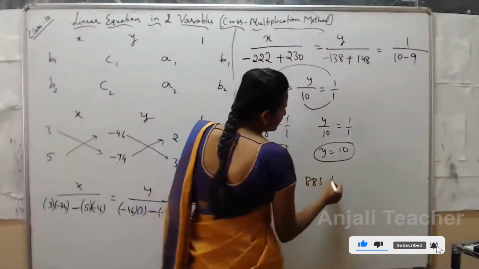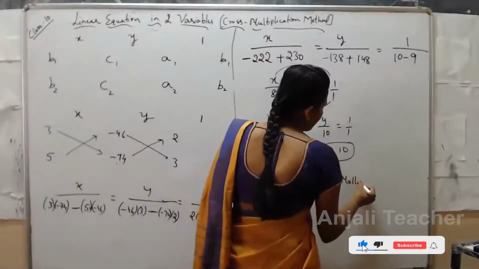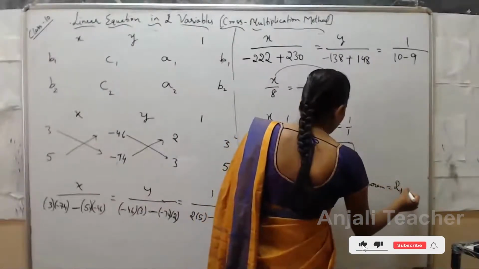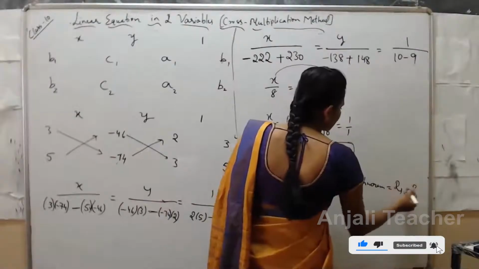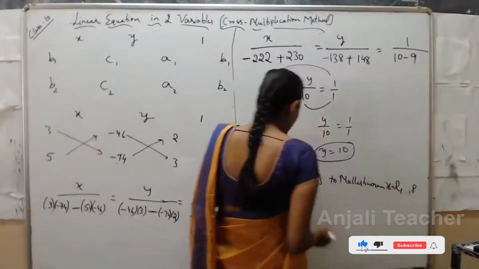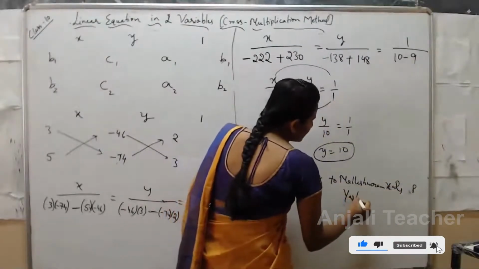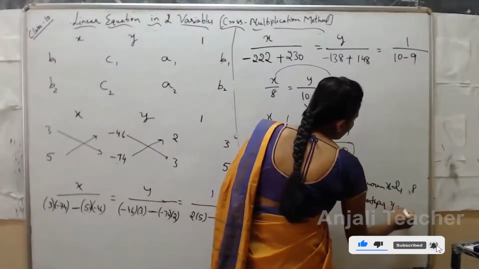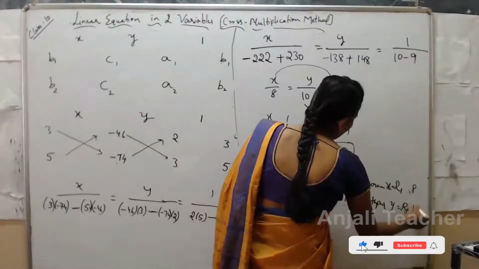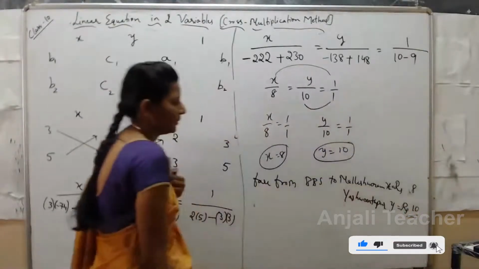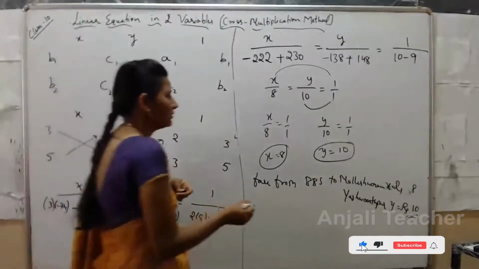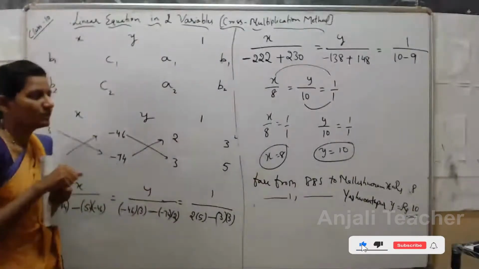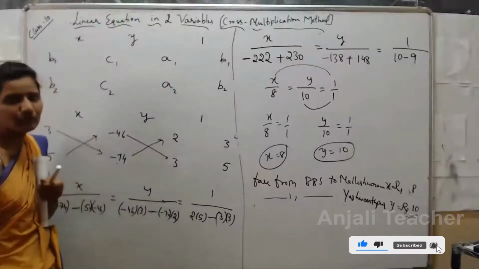Bangalore bus stand to Malleshwaram is equal to how much rupees? 8 rupees. That is x. Similarly, Bangalore bus stand to Yashwantpur is y rupees. That is 10 rupees. Okay, 10 rupees. Got this, from Bangalore bus stand to Yashwantpur? Understood?